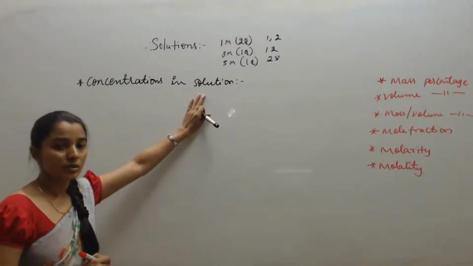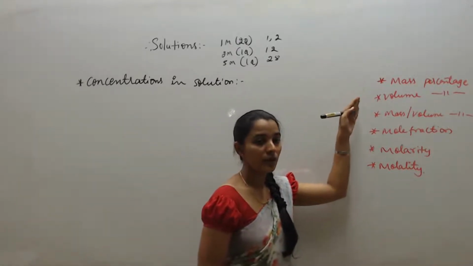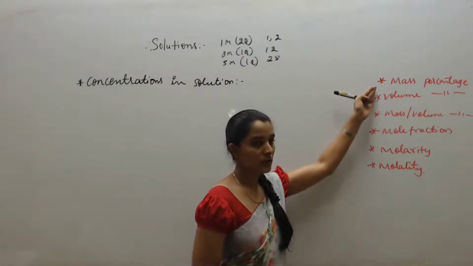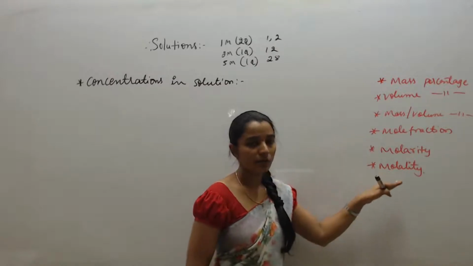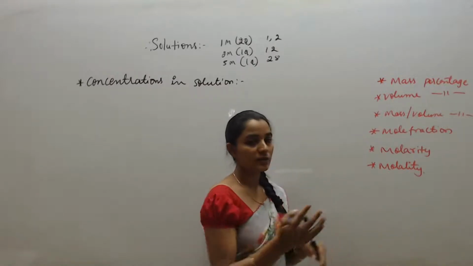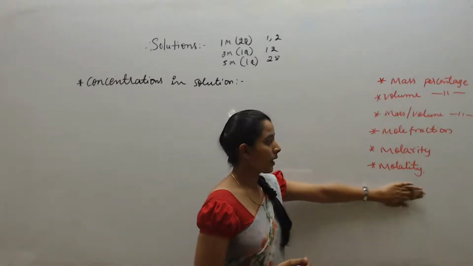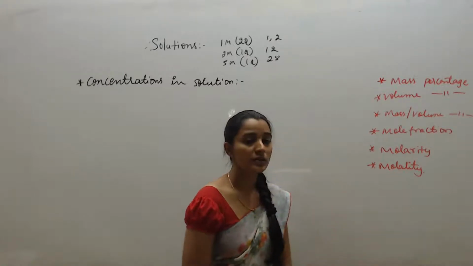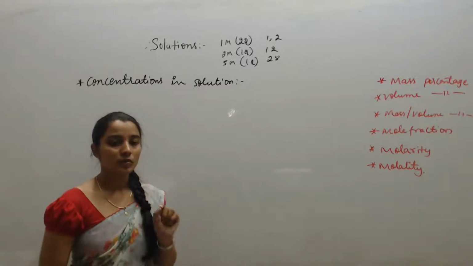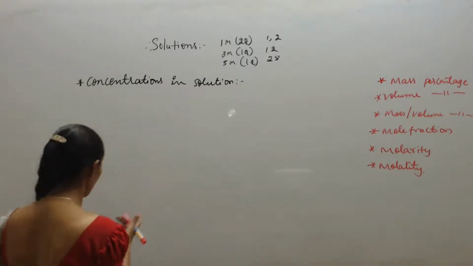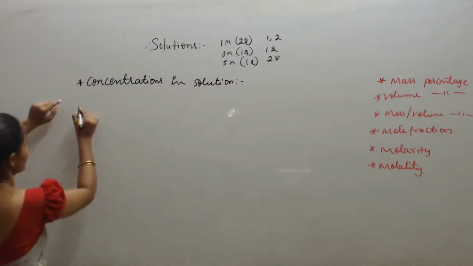Okay, students, all these depend on what? The solute and the solvent concentration. If the solute concentration is x grams of solute dissolved in 100 ml of water, it gives x moles of the respective solution. Okay, this is the way. So all these concentration terms depend on what? The concentration of solute and solvent particles in the solution. Okay, I'll explain one by one. So in that, the first one, students, is mass percentage.